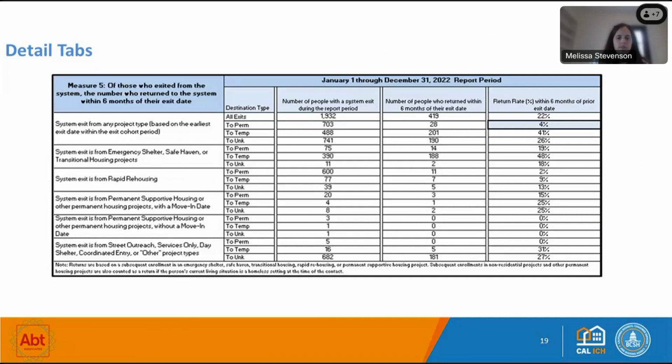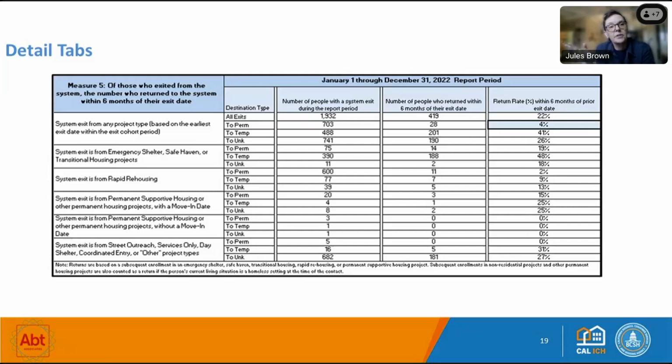Yeah, and then this breakout looks very busy, but it's actually fairly simple. Each of the exits is shown by where they exited from. So if they exited from an emergency shelter, they're shown in that second chunk of lines. If their exit was from rapid rehousing, permanent supportive housing with a move-in date, without a move-in date, or from one of the non-residential project types, then each of those is broken out. Those are mutually exclusive again, because we're always only looking at one exit per client. In this case, we're looking at the earliest exit in the report period to see if they have returned at some point during that report period or 6 months after.